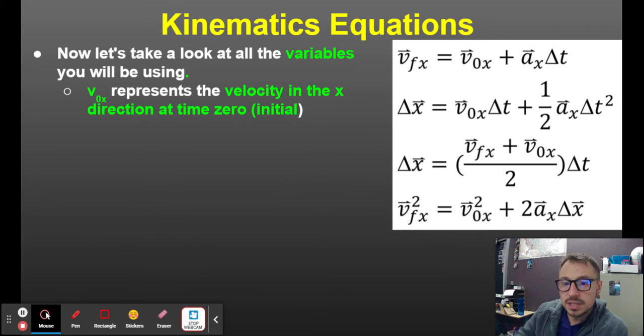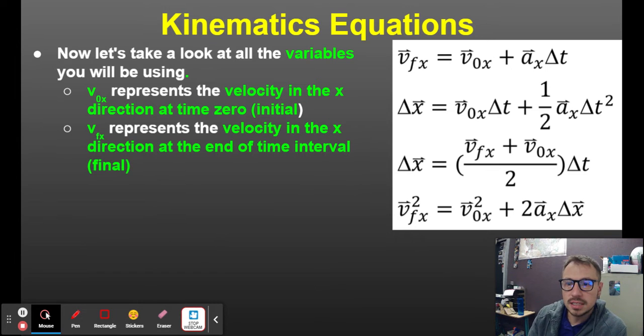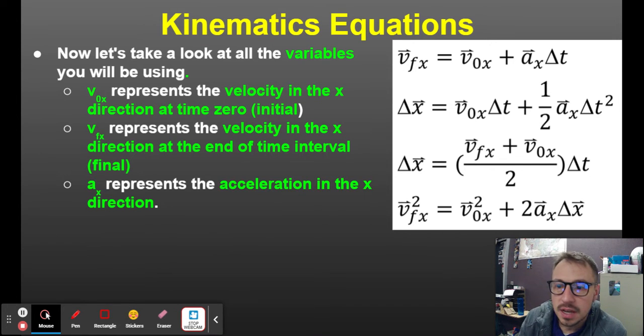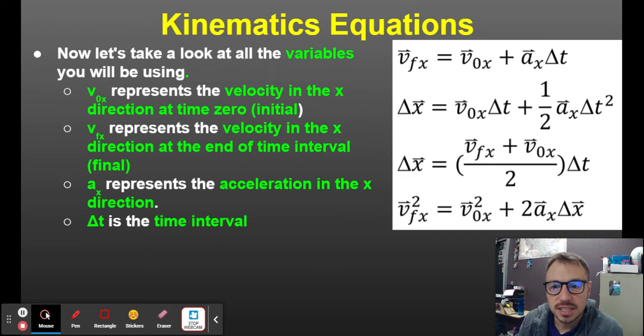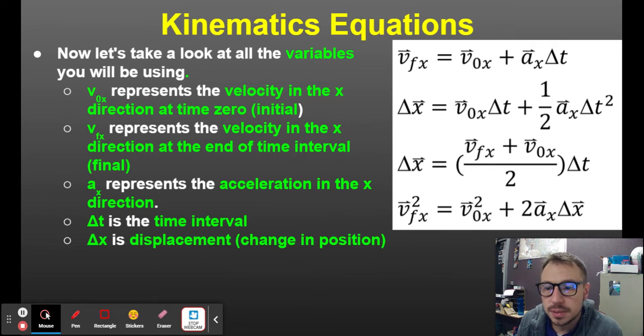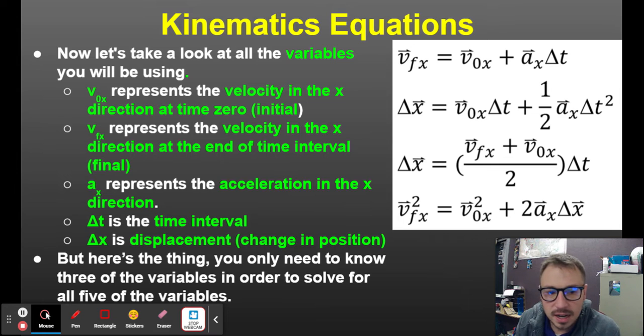So v0x is the velocity in the x direction at time zero, that initial velocity. Vfx represents the velocity in the x direction at the end of the time interval, or that final velocity. Ax represents the acceleration in the x direction. Delta t is the time interval over which this motion takes place, and delta x is displacement. That's the change in position. How far did this object go during that time interval? Now, in order to solve any of these problems, you only need to know 3 of the 5 variables, and the other 2 can be solved.